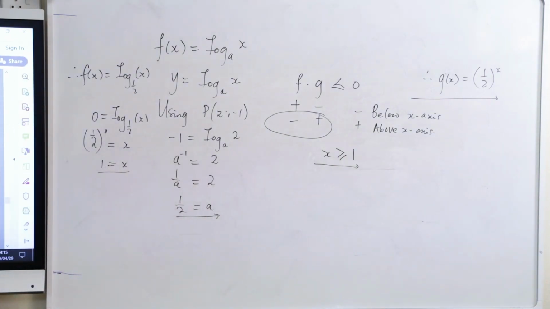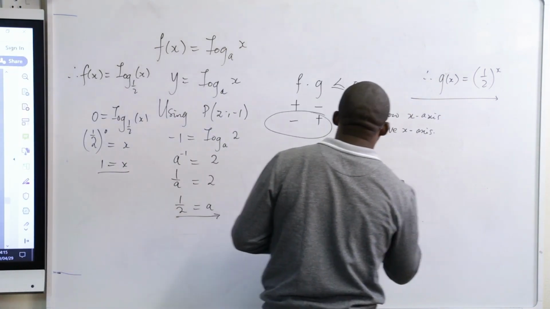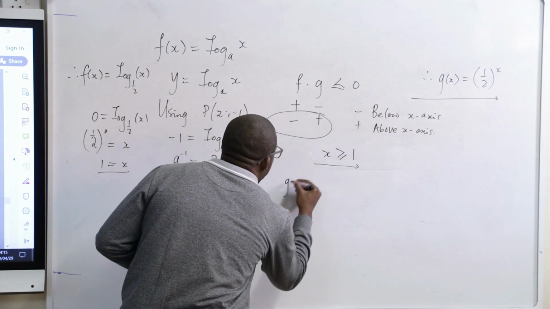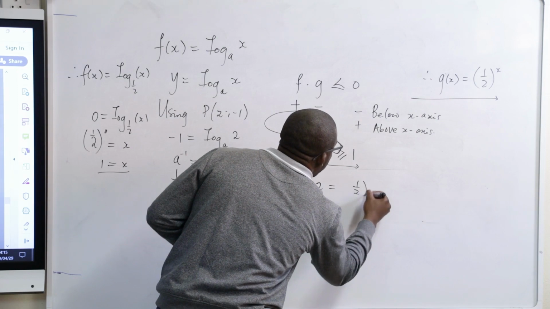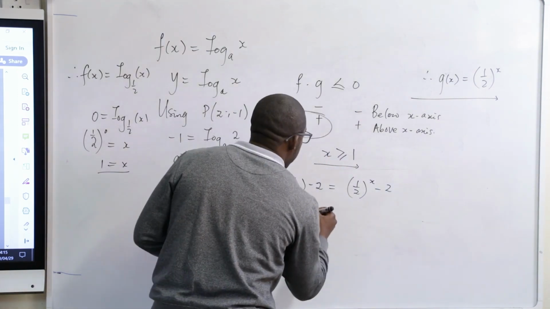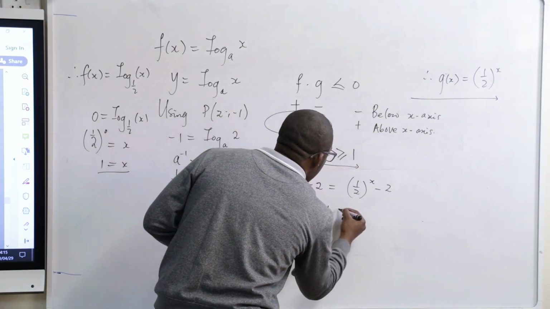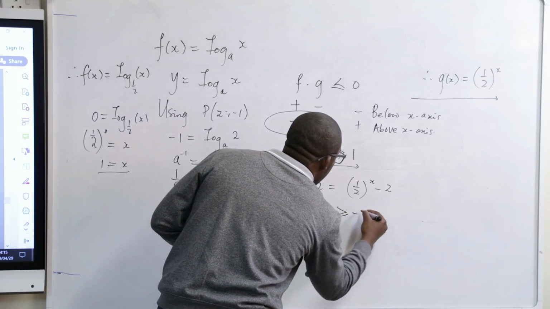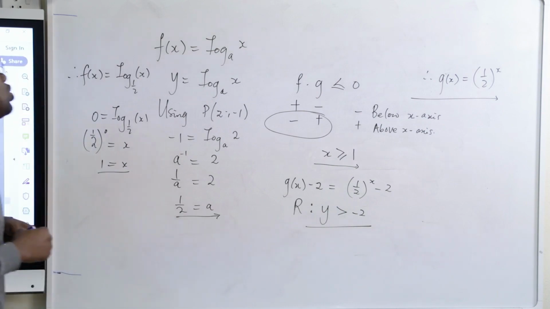The range of g of x minus 2. G of x minus 2 is equal to half to the x minus 2. Its range simply means that y is strictly greater than minus 2. The range is such that y has to be strictly greater than minus 2.